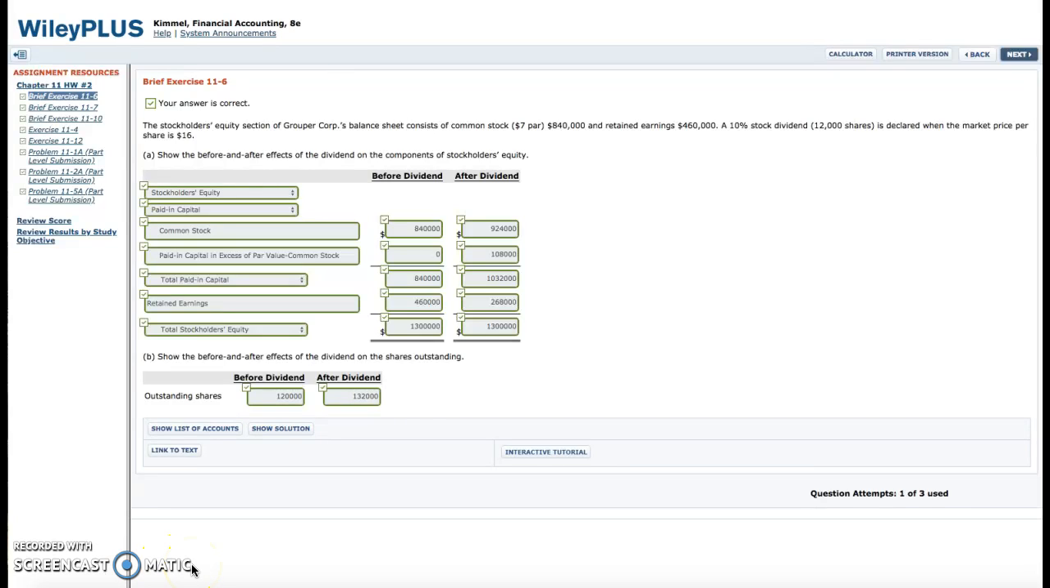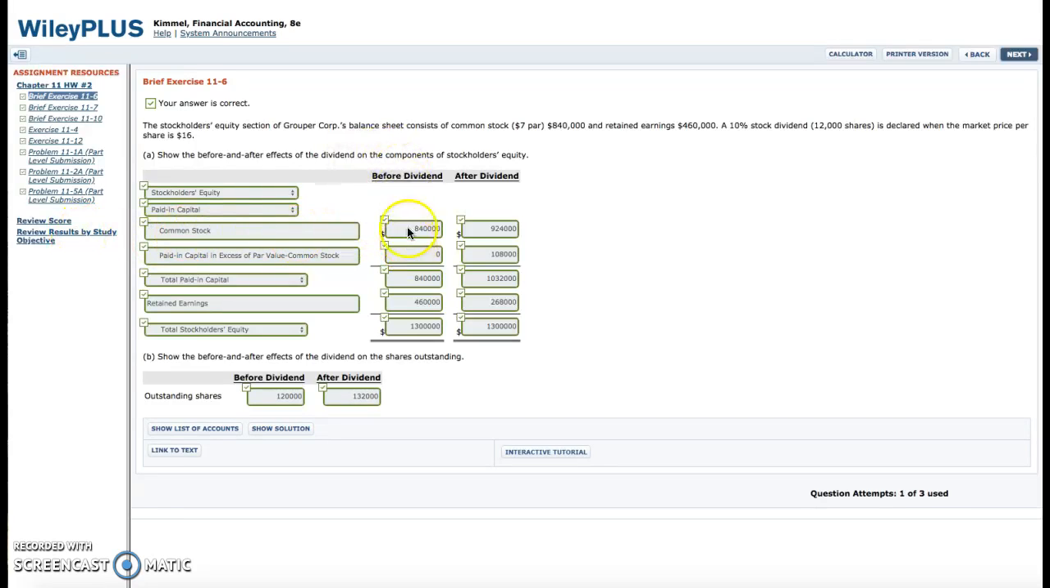So the first thing we're going to do here, this is obviously a stockholders' equity problem. And if you have any questions, the best section to follow up on is going to be section 3B in chapter 11. So starting off here on how this would look, you're going to choose stockholders' equity and then paid in capital. And the first item we're going to put under paid in capital will be common stock.